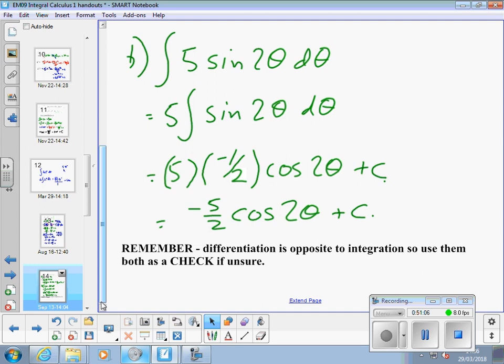And always remember, try differentiating back and end up where you started.